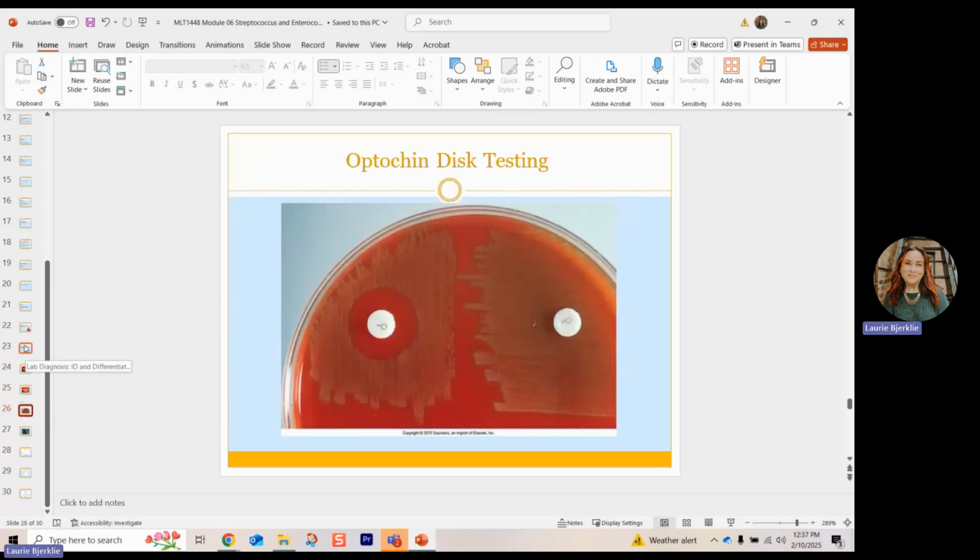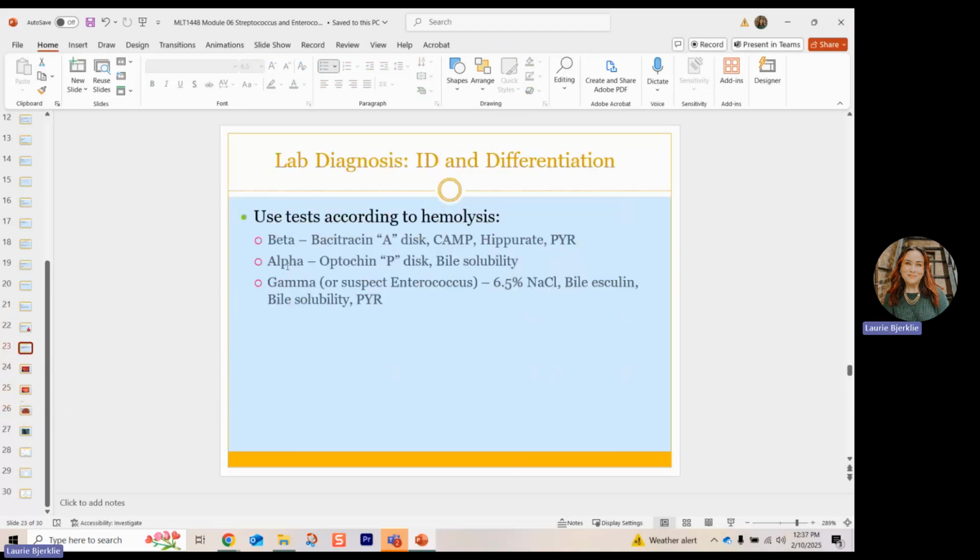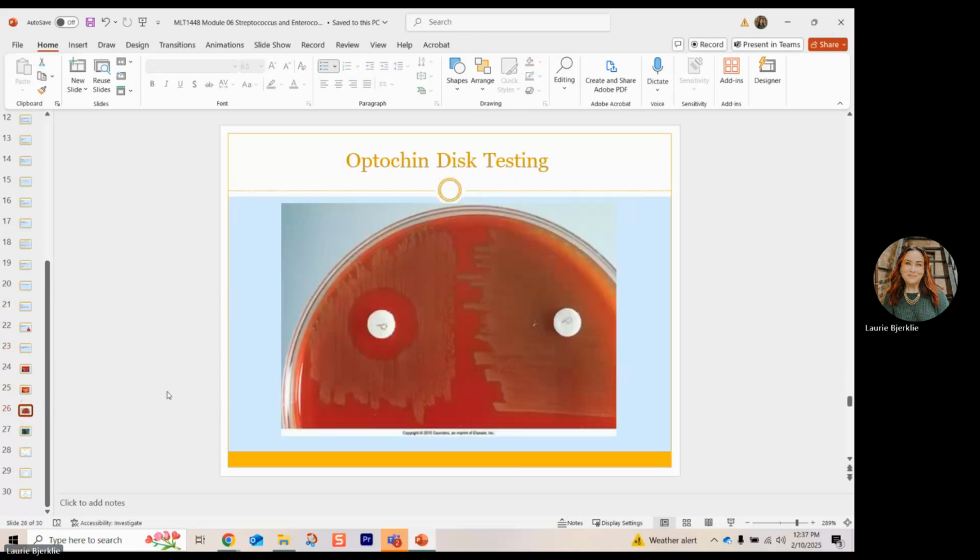All right, switching over to Optochin disc testing. This is to help with the alpha hemolytic streps. Again, it is a disc. So same thing, you streak out a lawn of organism on a plate, you put the P disc down, you incubate it, and look at it the next day for a zone of susceptibility. If there is a zone, it is susceptible. No zone, if it grows right up to it, it is resistant.